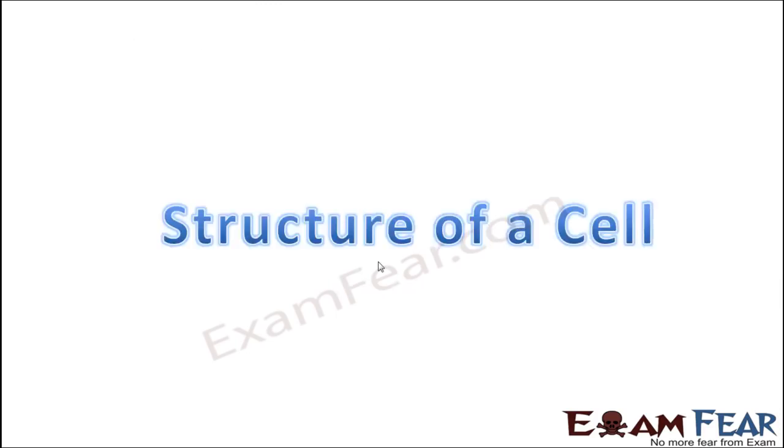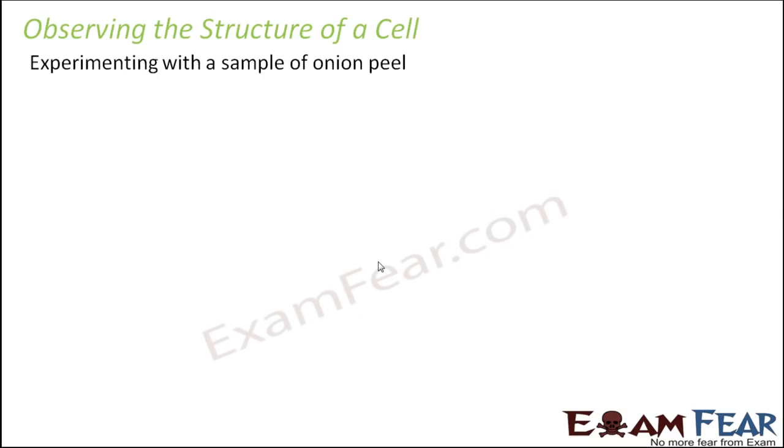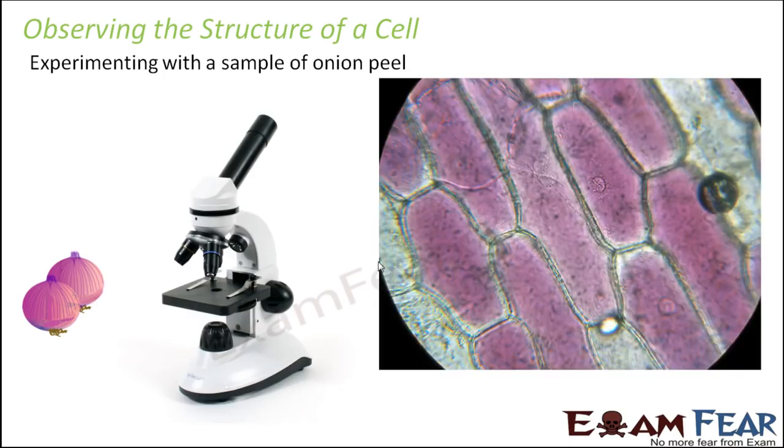Let us now study the structure of a cell. The first time you try to observe the structure of a cell, you can do that with the help of a microscope. You can experiment with a sample of onion peel. You just take a thin slice of onion and then try to observe it under the microscope. What do you see? You will see these kinds of structures. So what are these? These are the boundaries of each cell. This is what was discovered by Robert Hooke as cell.